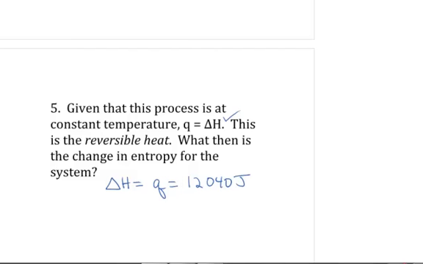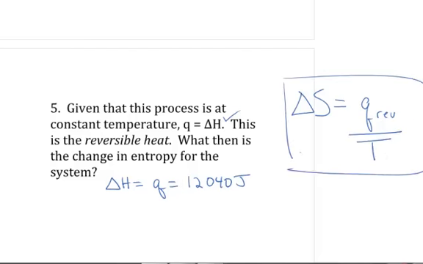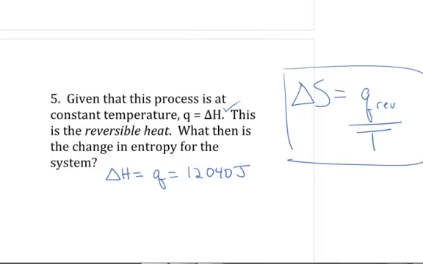We have defined the change in entropy to be equal to the reversible heat flow divided by the temperature. Since we have this quantitative way of expressing change in entropy, and we've just calculated the reversible heat flow, the change in S for this system is going to equal 12,040 joules divided by the temperature of the system. What was the temperature of the system? The ice melting stayed constant at 0 degrees Celsius.